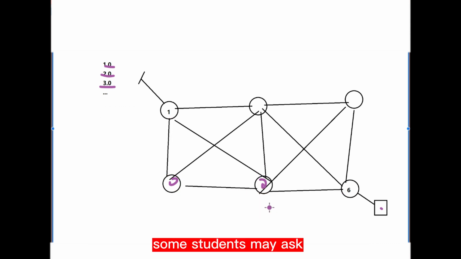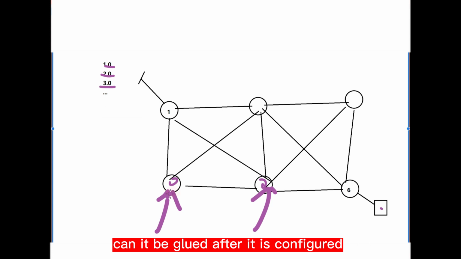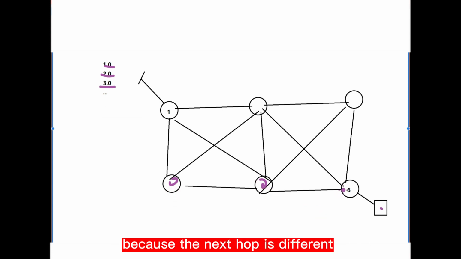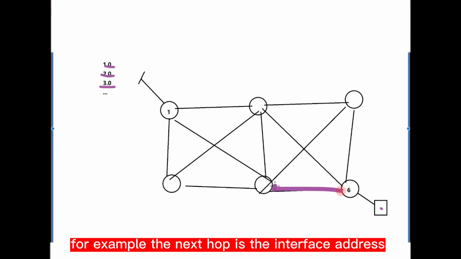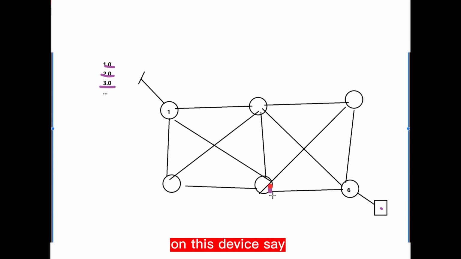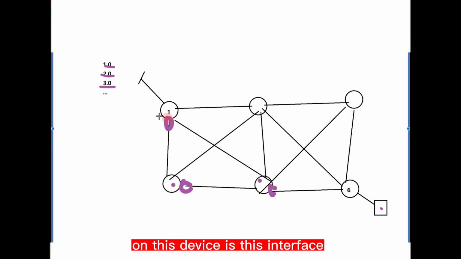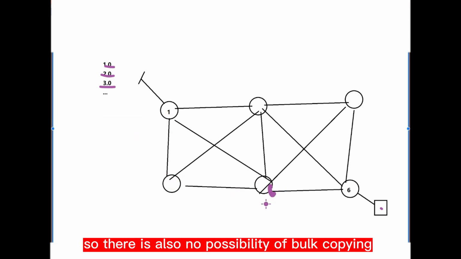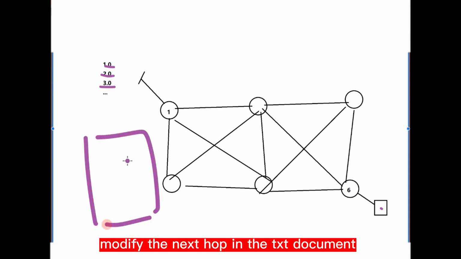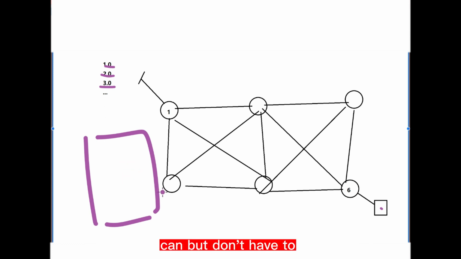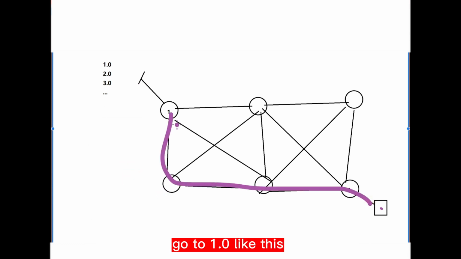Some students may ask, can it be copied after it is configured? No, because the next hop is different on each device. For example, on this device the next hop is this interface address, on this device it is this interface, and on this device it is this interface. So there is also no possibility of bulk copying. Of course, we can modify the next hop in a TXT document, but you don't have to. Go to 1.0 like this, go to 2.0 like this, go to 3.0 like this.